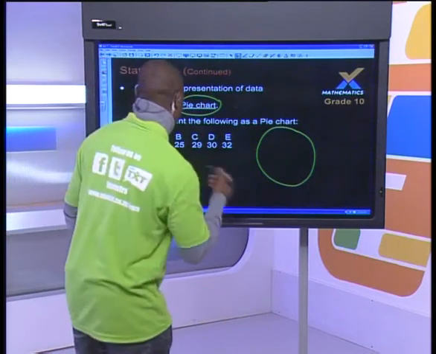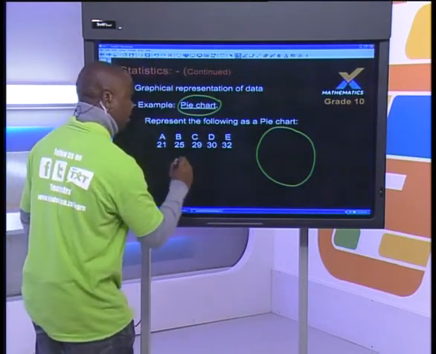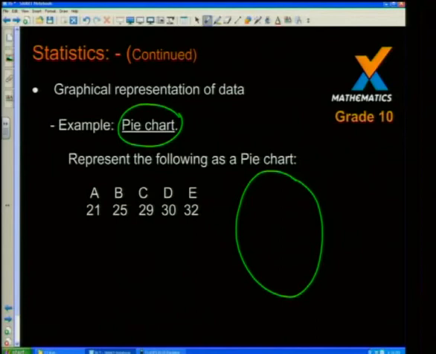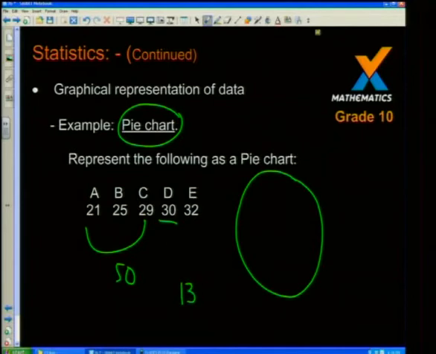So in this case, if we take the total quickly of this, I'll draw. I want you to come with me in terms of drawing this thing. 21 and 29. Let's see, there's 25, 30. Okay, fine. That is 50 plus 30 plus 25. So that's already 105 plus 32. So the total here is 137. All right, the total of this data is 137.